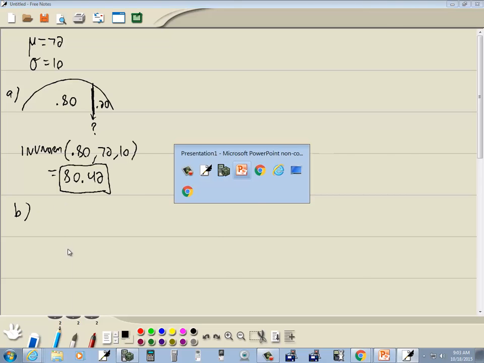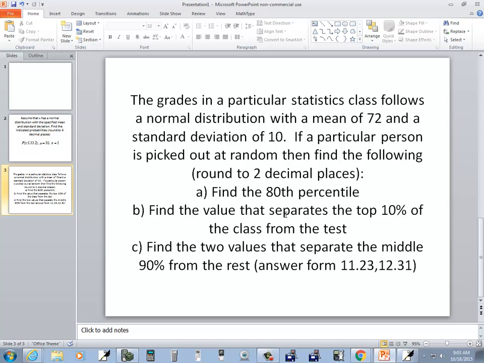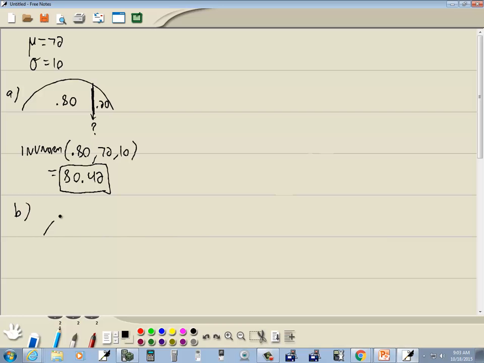Now B. Find a value that separates the top 10% of the class from the rest. So here they're telling us the top 10%. If that's 10%, this has to be 90% because all of this adds up to 100%. And this is again the value we're trying to find. So we'll do invNorm again. And you always pass in the area to the left of the value we're trying to find. We're trying to find this right here, so the area to the left is 0.90, comma, our mean, comma, our standard deviation.